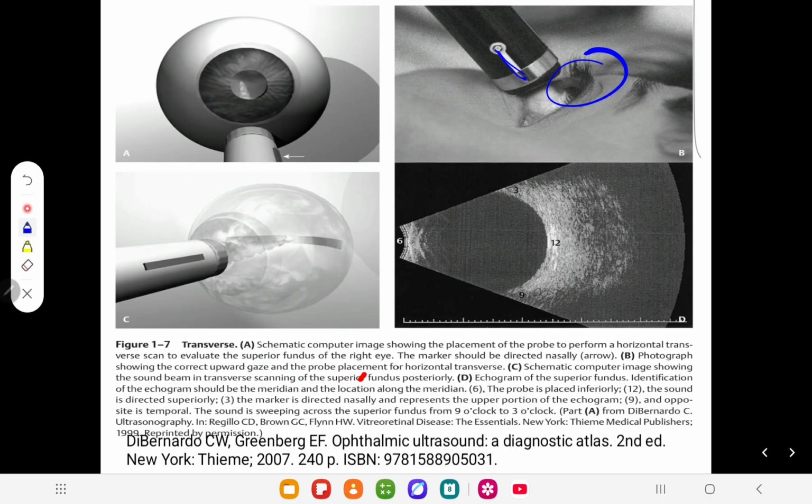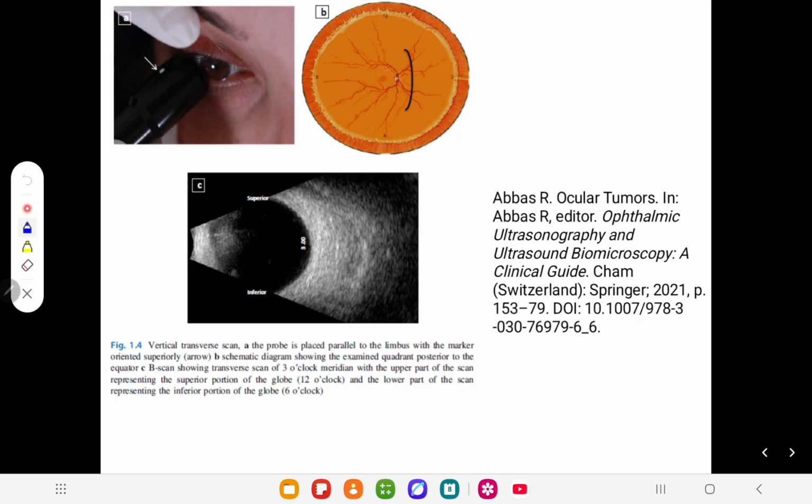What do you mean by parallel to the limbus? This is the limbus and the probe is this, parallel to the limbus. Taken from this book, this is the picture I want to show you. See, the marker is here, parallel to the limbus. Whenever you move the marker from here to the fornix, the sound wave moves from here to here, the most periphery.